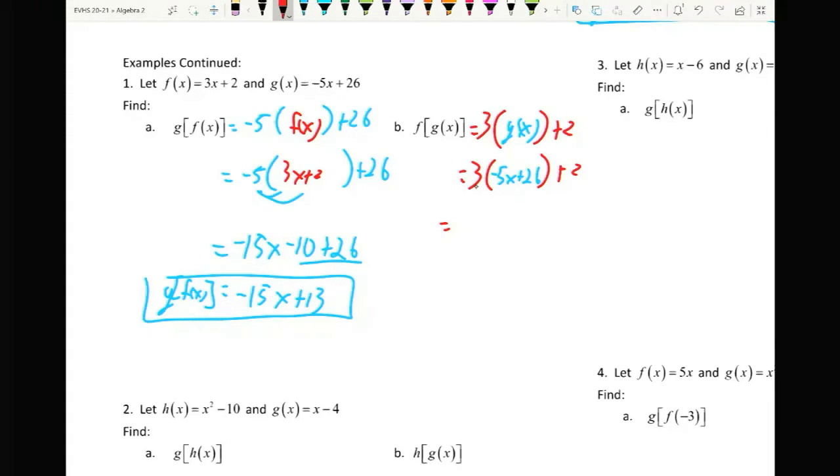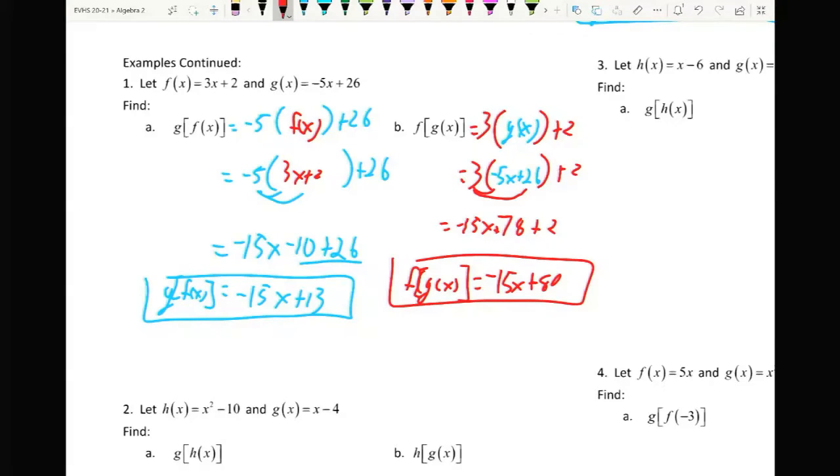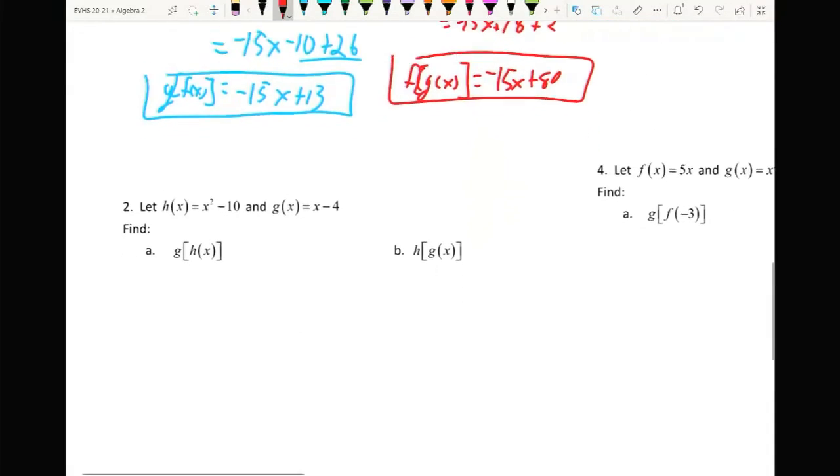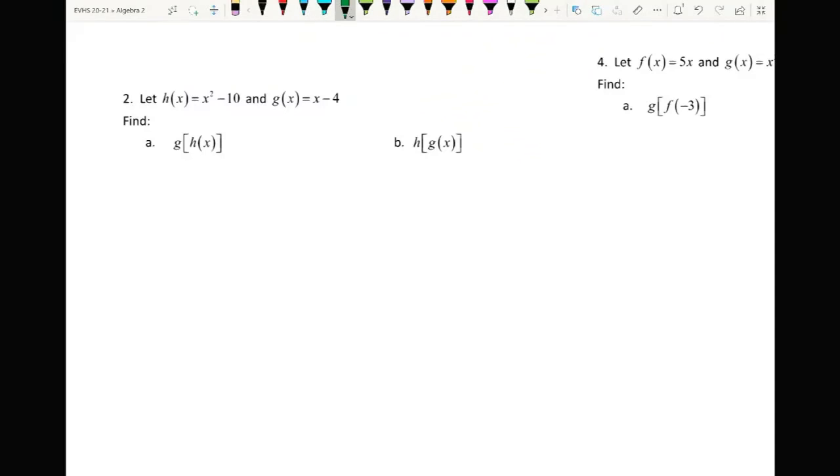Okay? Now distribute the 3, gives me negative 15x. Distribute the 3 times the 26 will be 78, and then plus 2. So now f of g of x is equal to negative 15x plus 80. So no, they're not the same thing. g of f of x and f of g of x are completely distinct answers. Okay, let's do number 2.